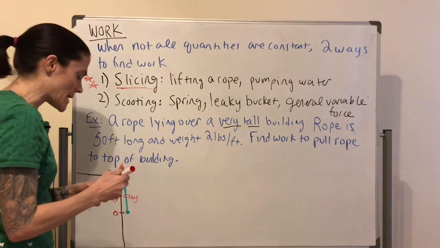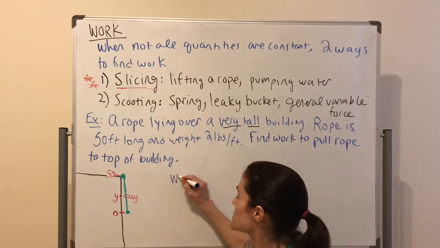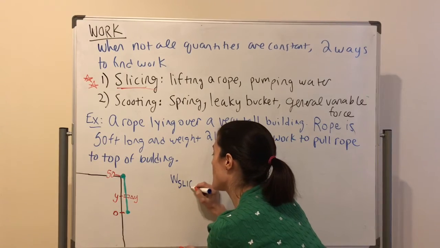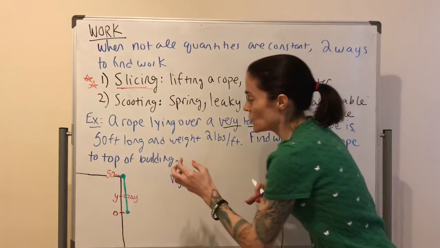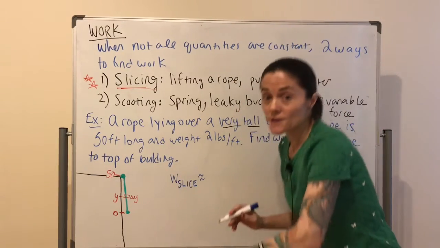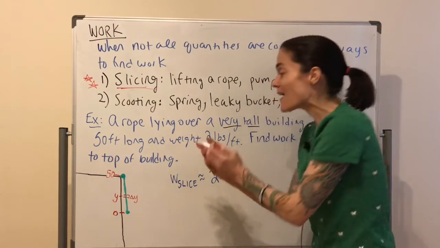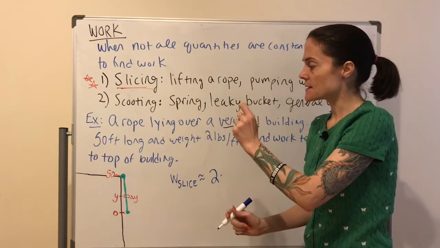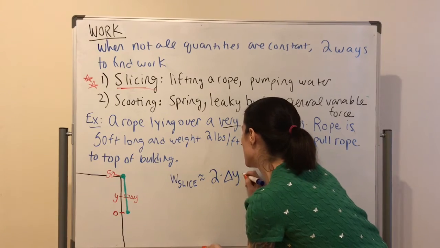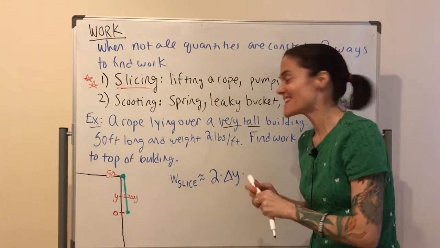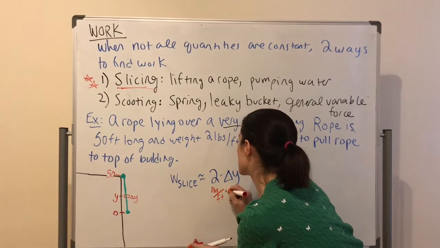So the work for the slice, the work to move the slice to the top, well, we need force times distance. So we have 2 pounds per foot times, well, how long is my slice? It is the length delta y. So this is delta y feet, okay? And I'll put my units underneath so we see here. This is in pounds per foot. This is in delta y feet.